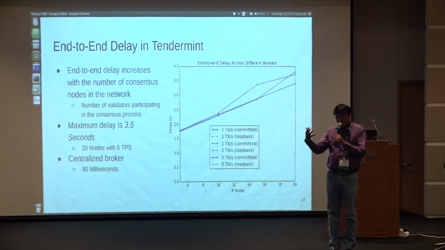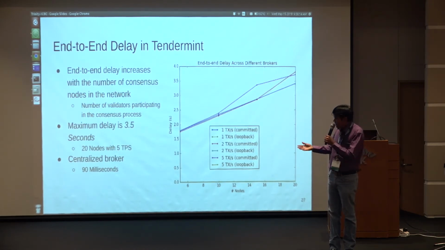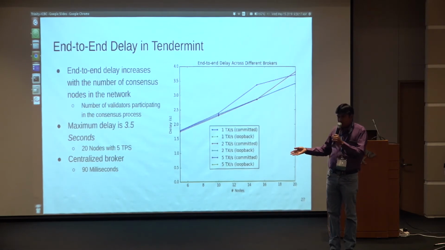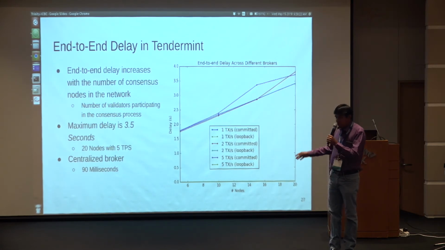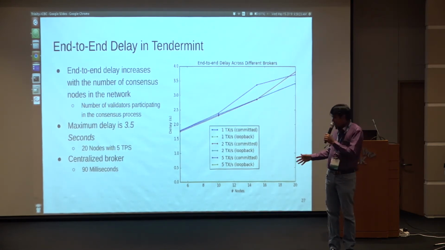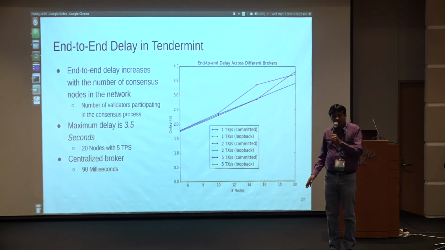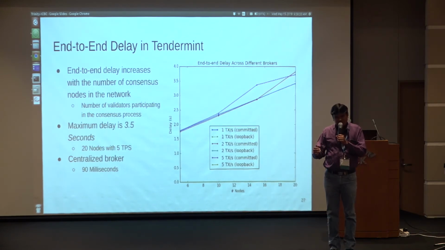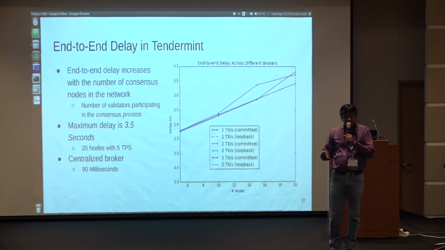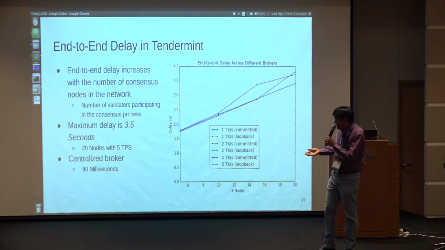Because of the number of validators involved in the consensus process, and also the processing overhead of the Tendermint BFT consensus algorithm, the end-to-end delay for our publish-subscribe communication was roughly about 3.5 seconds. If we use a centralized broker like we do today, it takes less than 100 milliseconds for a message. So as you can see, the centralized broker is really fast, but it cannot provide you Byzantine fault tolerance. The messages that you see may or may not be the truthful representation of the reality.